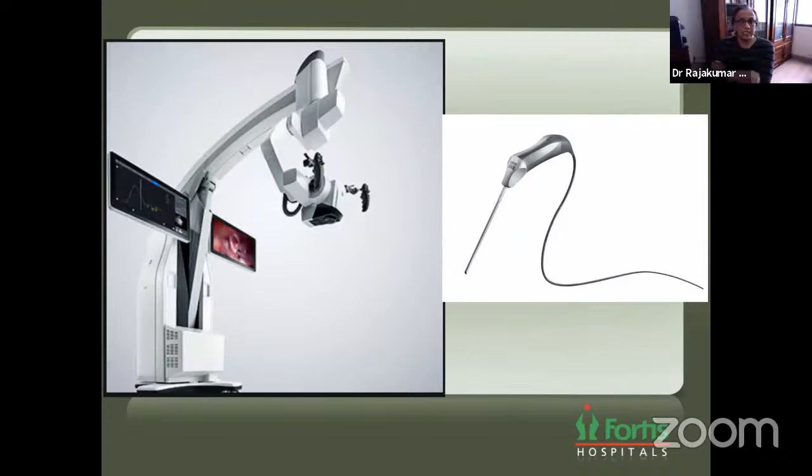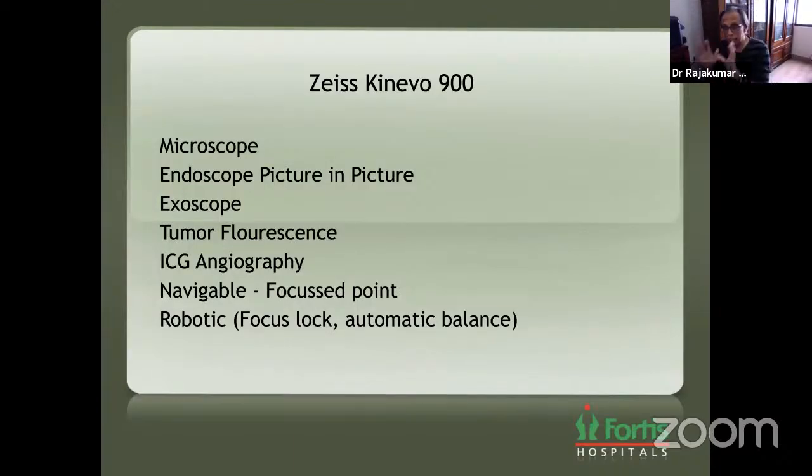Yes, this is the latest system that we have in our hospital called the Kinevo 900. It is a very beautiful system. It is a very advanced microscope. It has an endoscope which can be attached. It's a microscope, and you can get an endoscope picture in picture. You don't have to have any toggling. You just attach a cable to the microscope and the endoscope goes in, and in the eyepiece, you can see the endoscope picture on one side and the microscope picture, or you can reverse them on either side. It can be used as an exoscope. You can just raise the microscope head and then it becomes an exoscope.